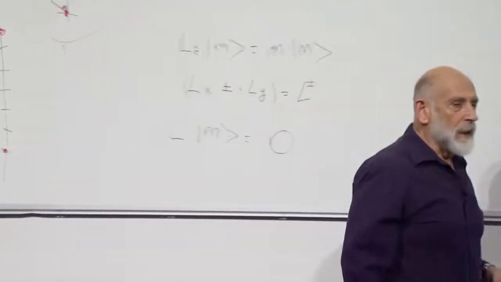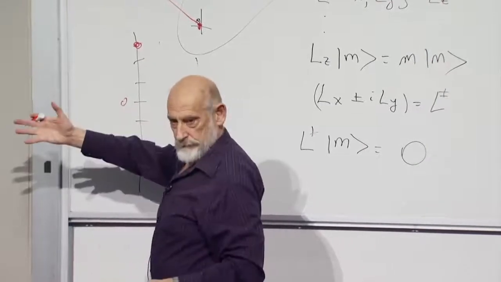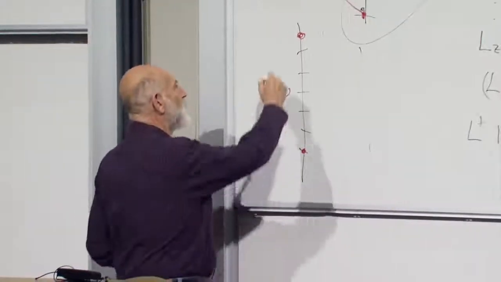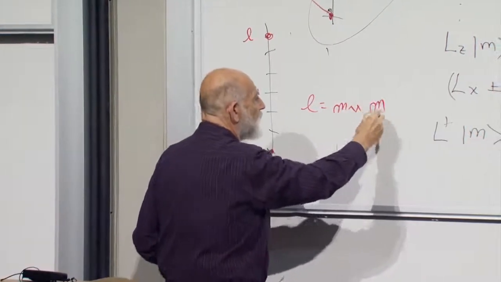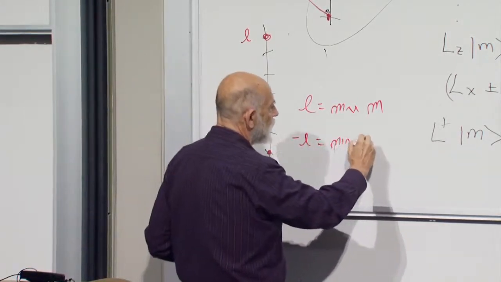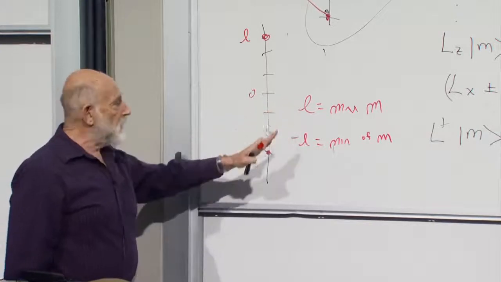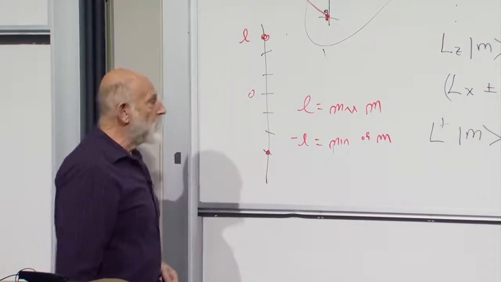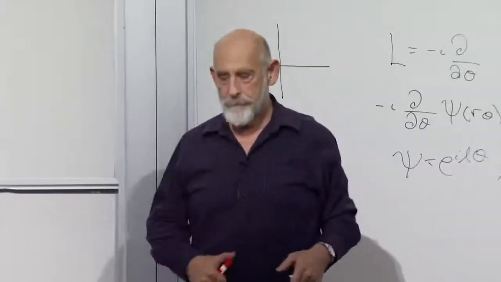7 possible states. The highest state has the maximum value of m before it's killed by the next action of the operator. The maximum value of m is called L. L equals the maximum value of m for that particular collection of states. Minus L is, of course, the minimum value of m. And so the values of m go from minus L to plus L. And then nothing beyond that from above, nothing beyond it from below. How many states is that altogether? If you go from minus L to plus L, 2L plus 1.